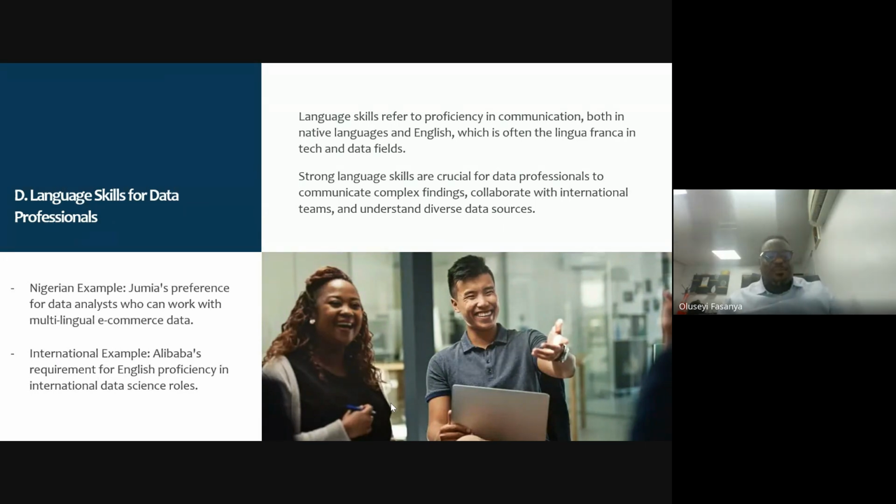For Jumia, for example, Jumia prefers data analysts who can work with multilingual e-commerce data, quite very important. English language is something you need to learn. In some other clients, even within West African or West Central Africa, French may be something you may consider, but English has much deeper acceptability within our space. For the international space, Alibaba requires English proficiency in international data science roles.